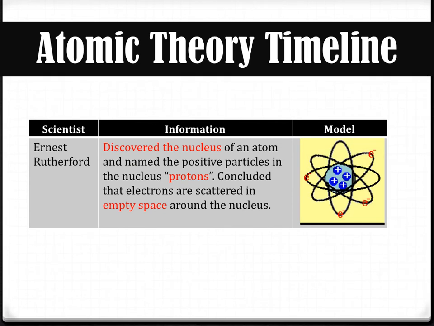Whereas now with Ernest Rutherford, he was the one that actually discovered the nucleus, and he named that positive region protons. He considered that the electrons had to be scattered in empty space around the nucleus. So again, he said, okay, the electrons are out and around that nucleus, inside is positive. Now, if you notice something about his model, he's still missing those neutrons.